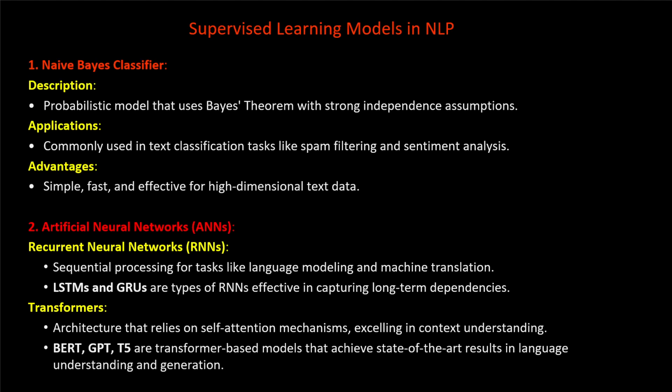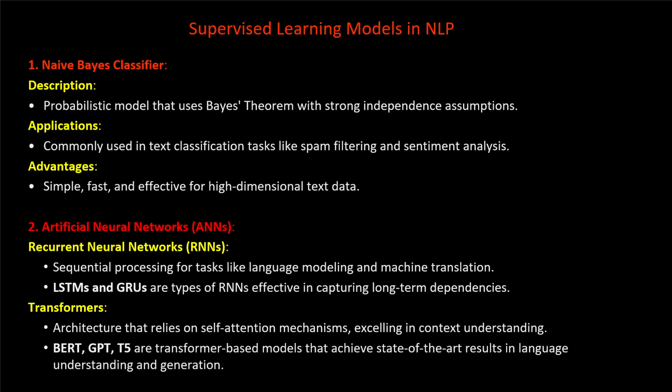Supervised learning uses labeled data to train models on specific tasks. For instance, in sentiment analysis, the model is trained on text labeled as positive, negative, or neutral. Supervised learning is commonly used for tasks like classification, where we already have a known set of categories. As supervised learning models, we have the naive Bayes classifier and artificial neural networks.